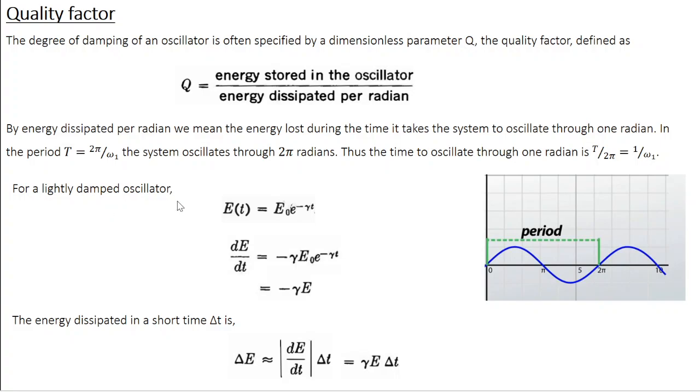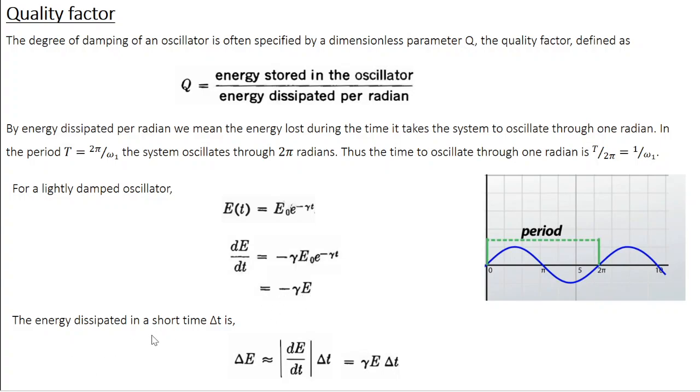Now for a lightly damped oscillator, we know that the total energy E of t equals E naught e to the power minus gamma t. So from this, the rate of change of energy dE by dt equals minus gamma E naught e to the power minus gamma t. But E naught e to the power minus gamma t equals E. So this is minus gamma E. So this is the rate of change.